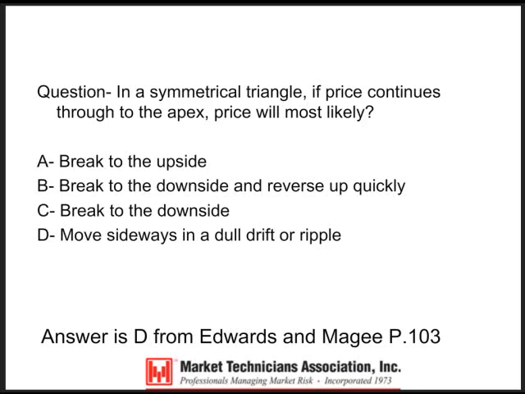And a symmetrical triangle, if price continues through the apex, the symmetrical triangle is now in question, and price will most likely just move sideways in a dull drift or ripple until acted upon by another force, because prices are in equilibrium. They're looking for who's going to be more aggressive, the buyers or the sellers, and price will move accordingly. But until that happens, price will just move sideways.